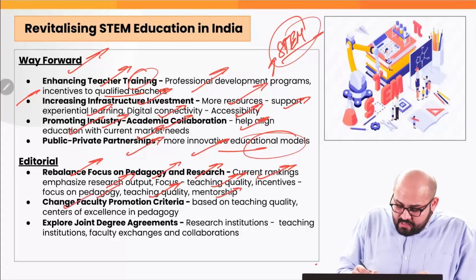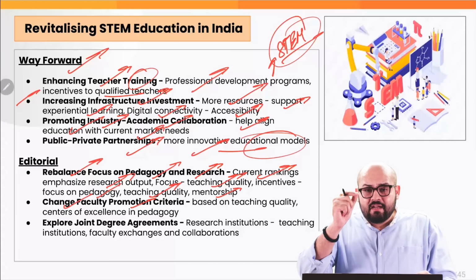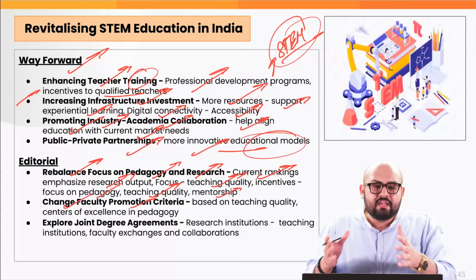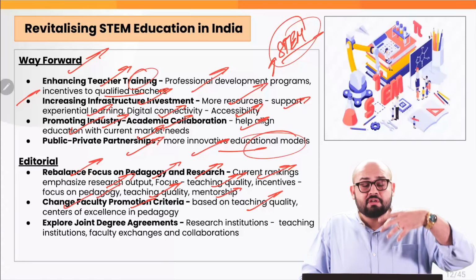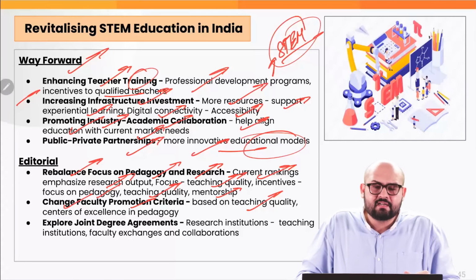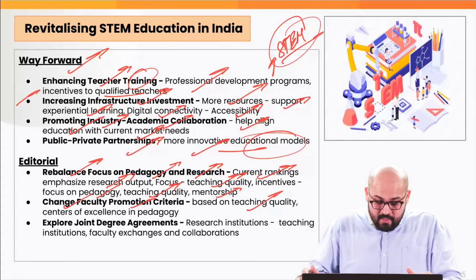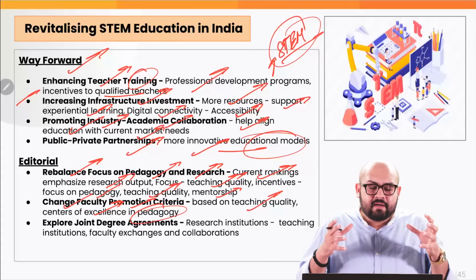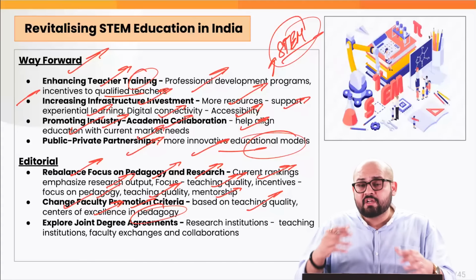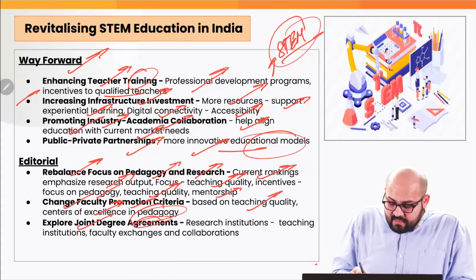Next is change faculty promotion criteria. That is, the criteria need to include the teaching aspect with respect to promotional incentives, right? The promotional avenues of the particular teacher should include the teaching aspect and not just the research output. Centers of excellence can be created in pedagogy so that they are in a better situation to have a good command over different STEM domains, right? Then explore joint degree agreements.